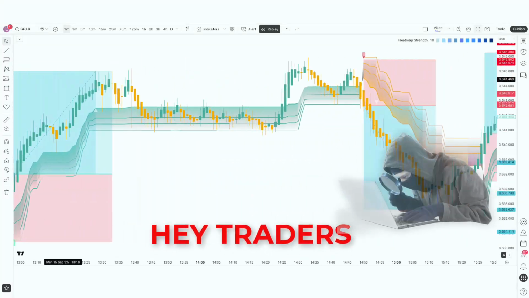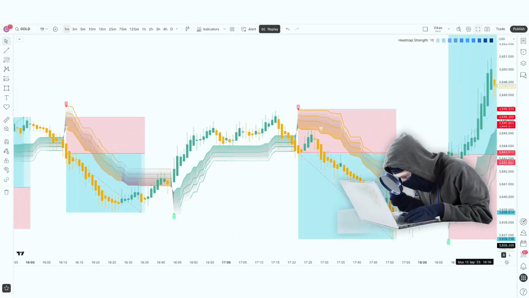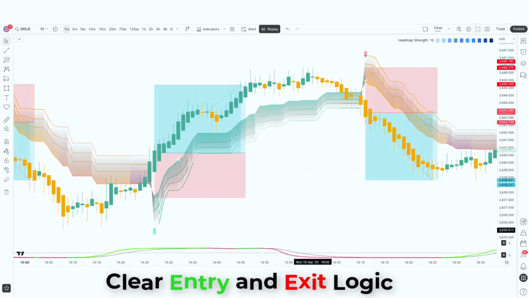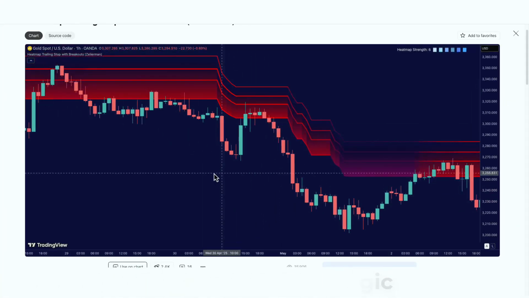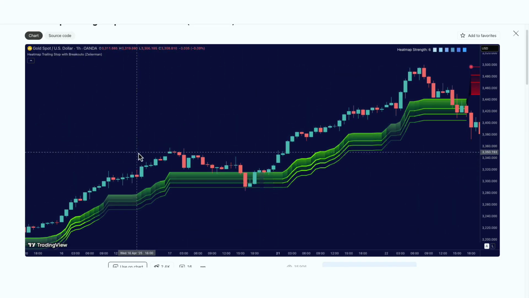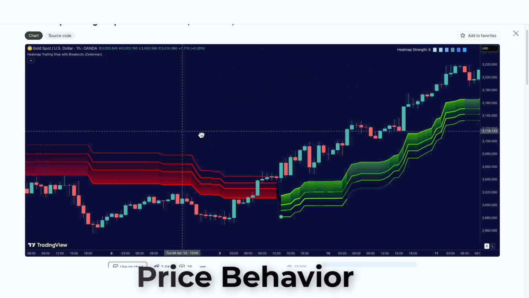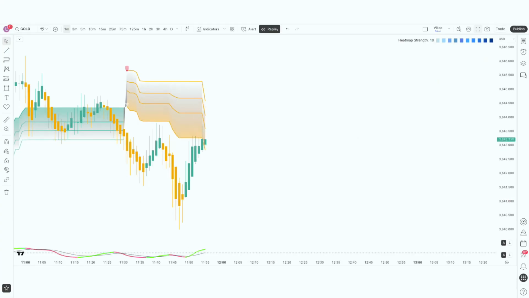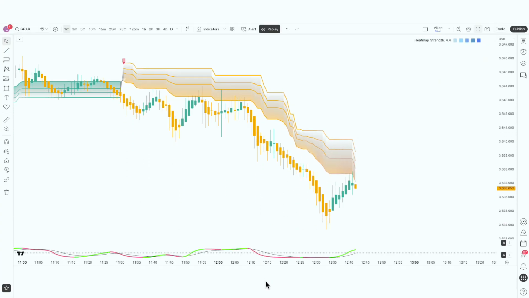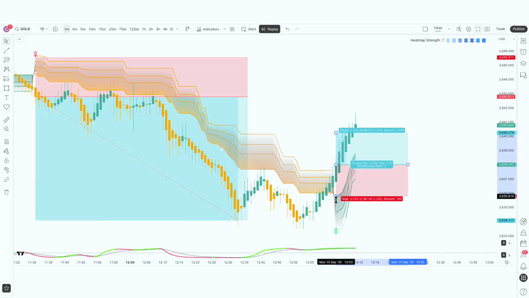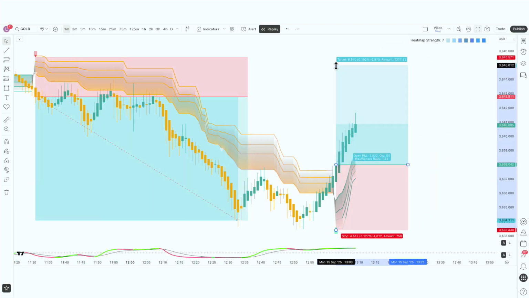Hey traders, in this video I'm going to show you a powerful indicator that replaces guesswork with clear entry and exit logic. This indicator doesn't show random arrows. It understands the chart structure, reads price behavior, and tells you when it makes sense to take a trade and when it's better to stay away from trading.